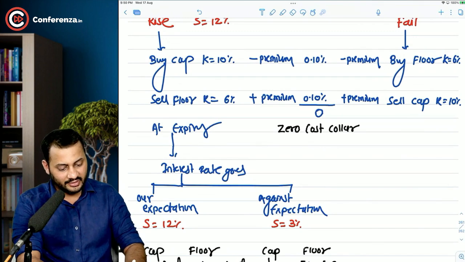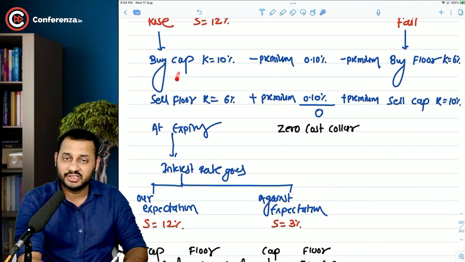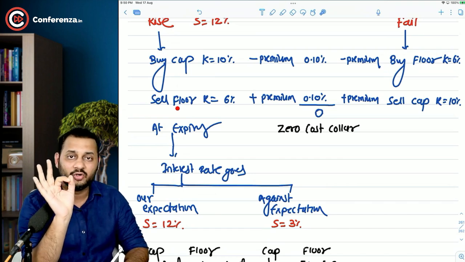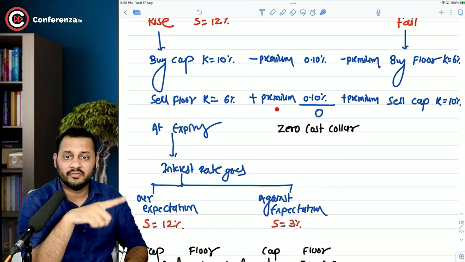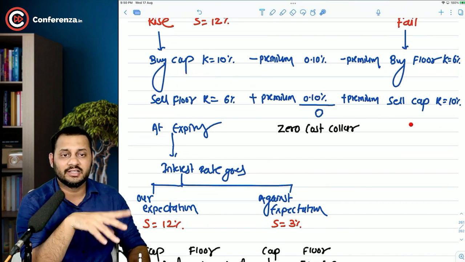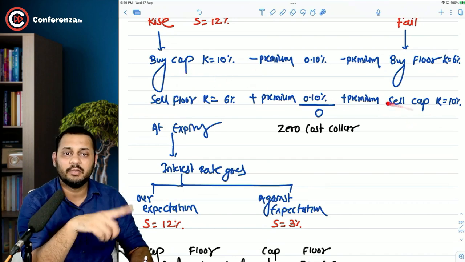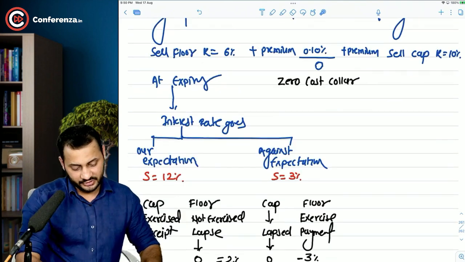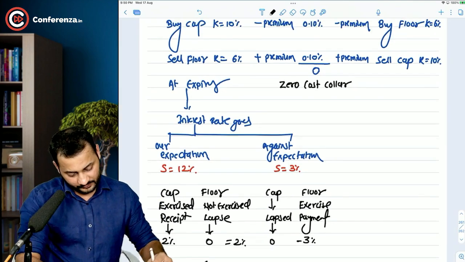Where you have created two different situations in the interest rate option without paying a single rupee from your pocket, because whatever you received in selling the floor, you paid in buying the cap, or in this case, whatever you received in selling the cap, you paid in buying the floor. Now let's analyze this other situation. What will happen at expiry in this case?